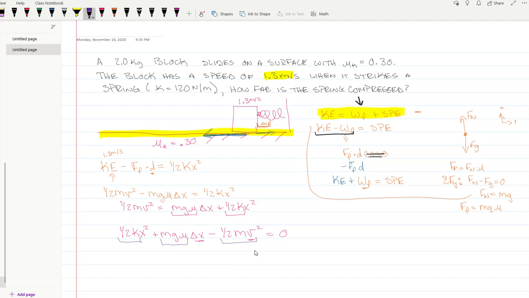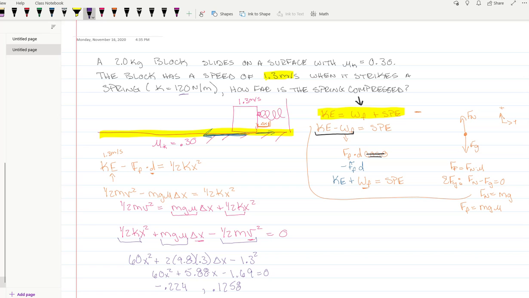So I can put that into my quadratic. Let's simplify this. I have 1/2 of 120, so 60 x squared plus 2 times 9.8 times mu, which is the 0.3, times delta x minus 1/2 times 2, otherwise known as 1, times v squared, which is 1.3 squared. So let's see what we get.